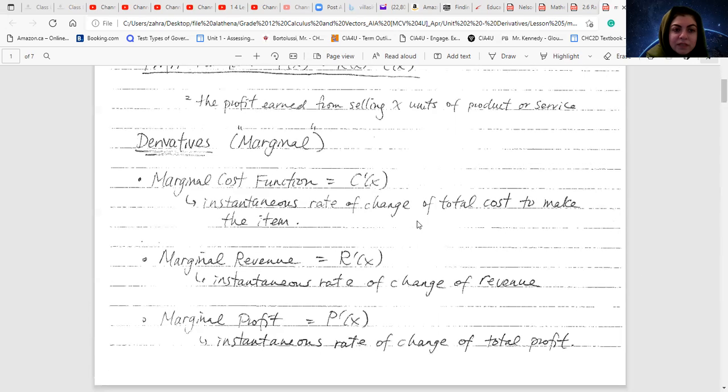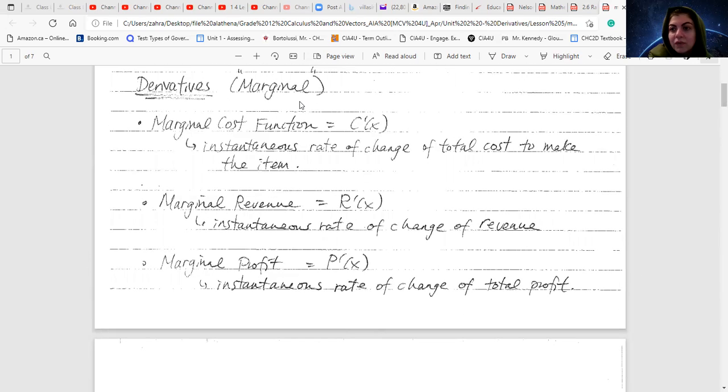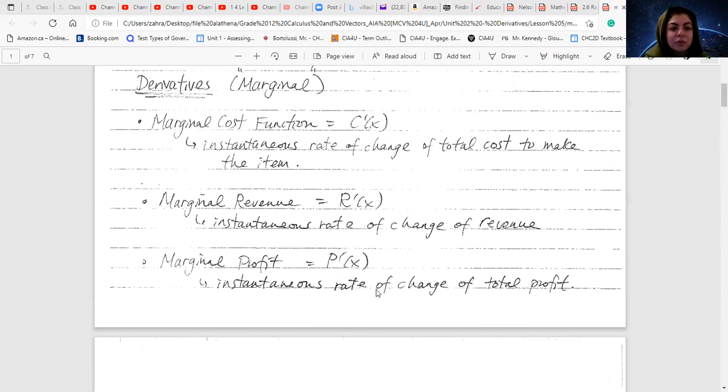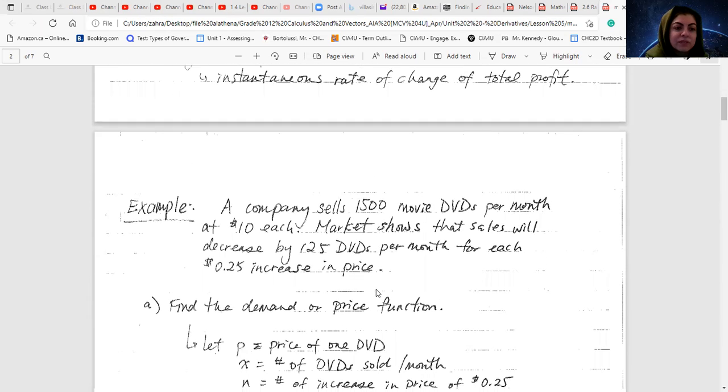So derivatives are marginal. When I say marginal cost, it means take the derivative of the cost; marginal price, take the derivative of the price; marginal profit, take the derivative of profit. Marginal cost is C prime, the derivative of the cost. Marginal revenue, R prime, the derivative of revenue, means the instantaneous rate of change, how fast your revenue is growing. Marginal profit means how fast your profit is growing, the instantaneous rate of change of the total profit.